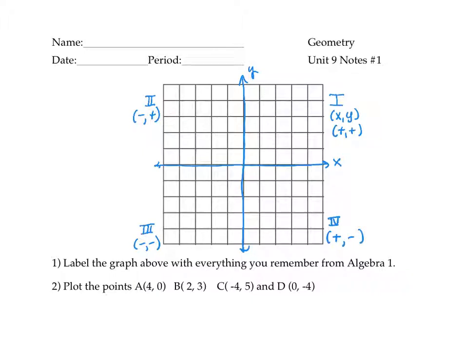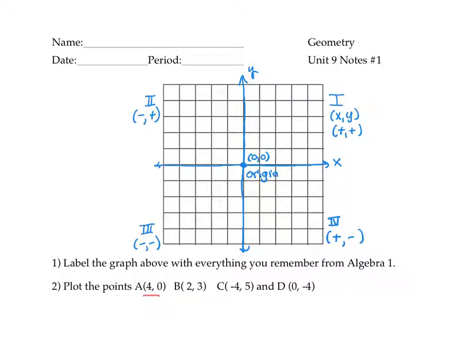Okay, you might also recall that this point of intersection of the two axes is referred to as the origin, and it has the coordinates 0, 0. So x is 0, y is 0. So next, let's take a look at how to graph some points.